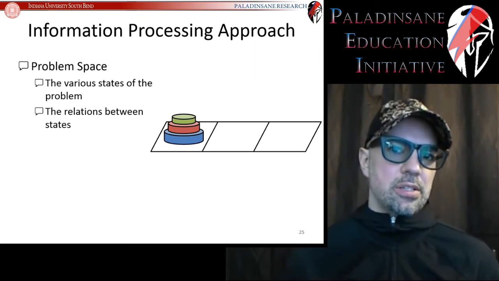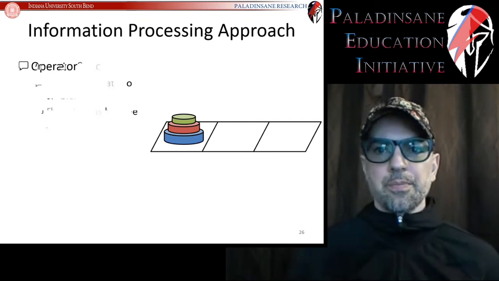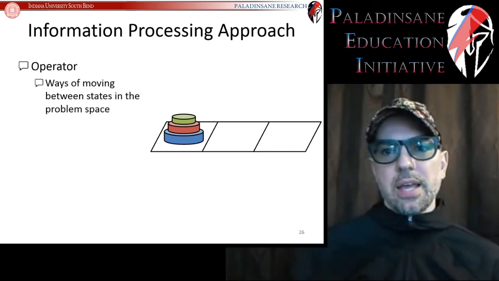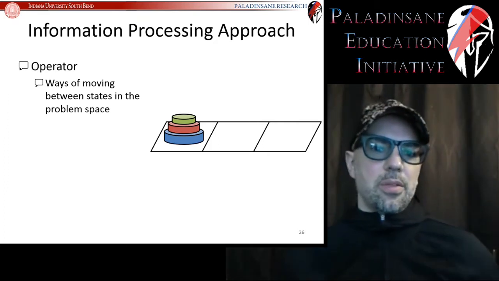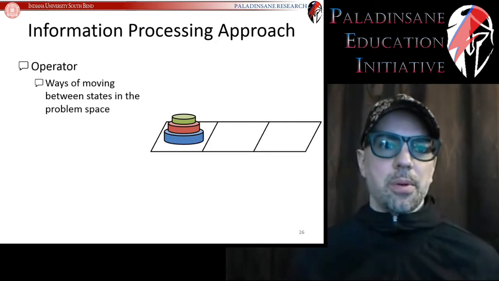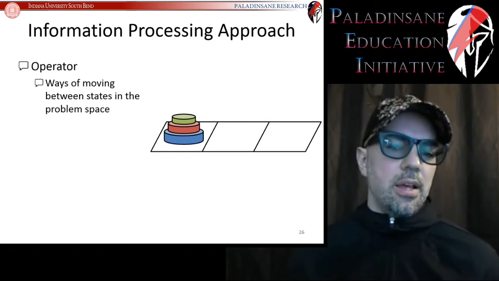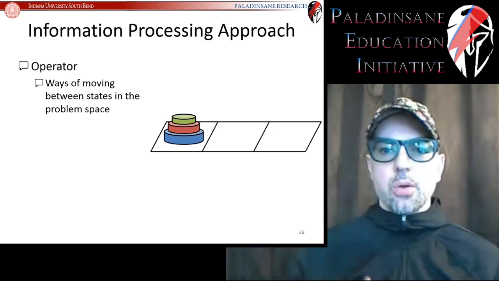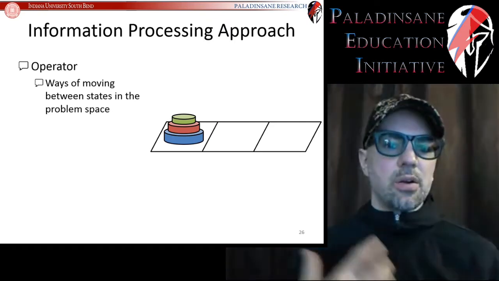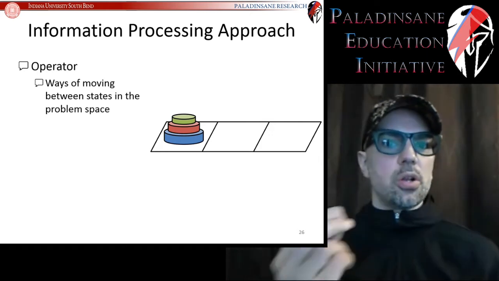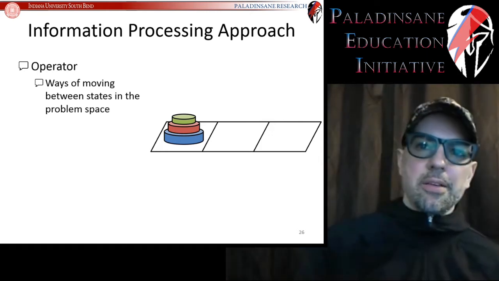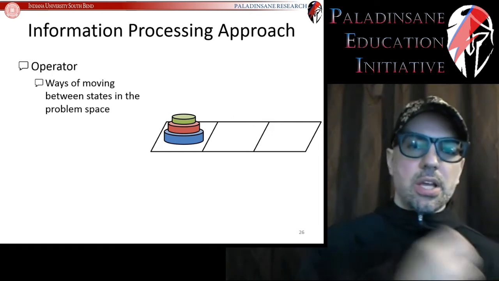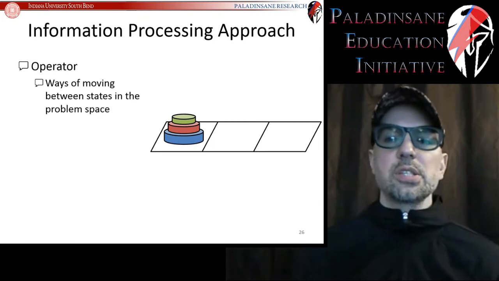And those connections, those are called operators. And an operator is a way that you can move between these states in your problem space. They're basically the rules of the game, the rules of the problem, the moves that you can make. So in this case, the operator would explain or would be the way of characterizing or representing the fact that you can only move 1 disk at a time, and the fact that you can only move the top disk in each location, and you cannot place a larger disk on top of a smaller disk.